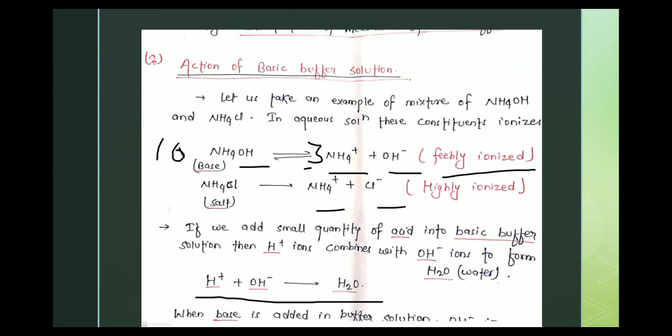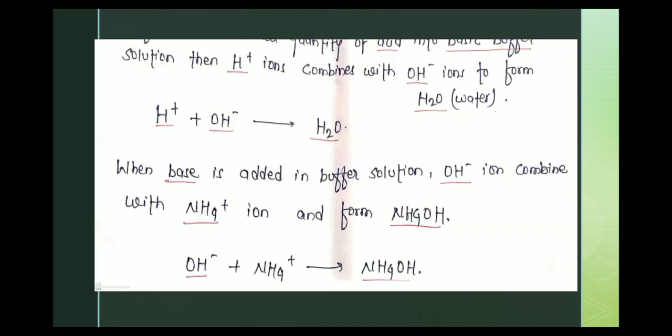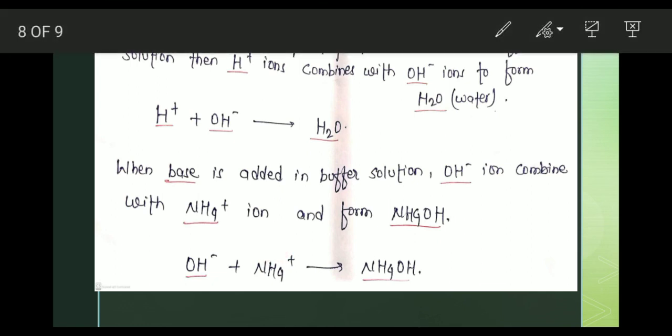Okay, now let's see the other part. Now here, when base is added in buffer solution, the OH ion combines with NH4 plus ion and forms NH4OH, ammonium hydroxide. Clear guys? The OH ion is obtained from the base we have added in the solution, which gets combined with the ammonium ion in the solution and forms ammonium hydroxide. Clear guys? This is the basic idea.